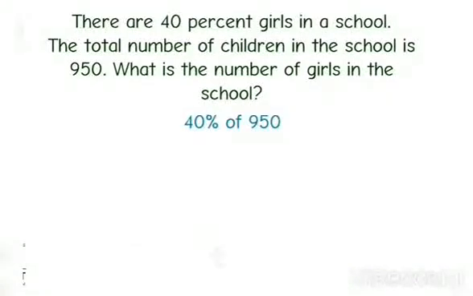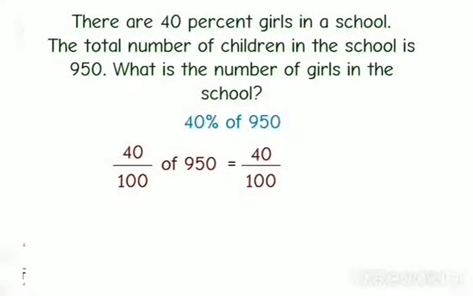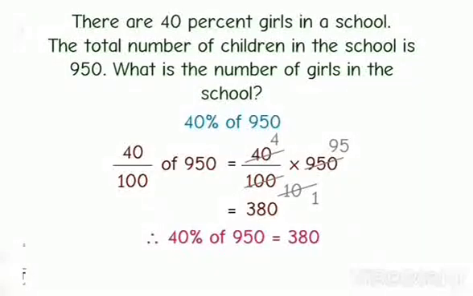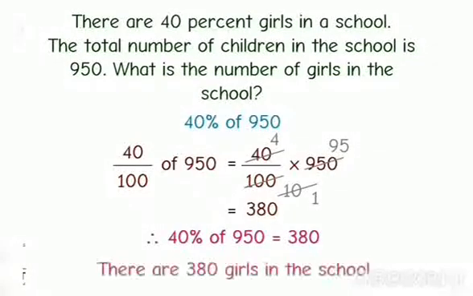So 40% of 950 is equal to 40 upon 100 of 950, which is again equal to 40 by 100 multiplied by 950. After cancellation, you will get 4 into 95, which is equal to 380. Therefore, 40% of 950 is equal to 380. So the number of girls in the school is equal to 380.